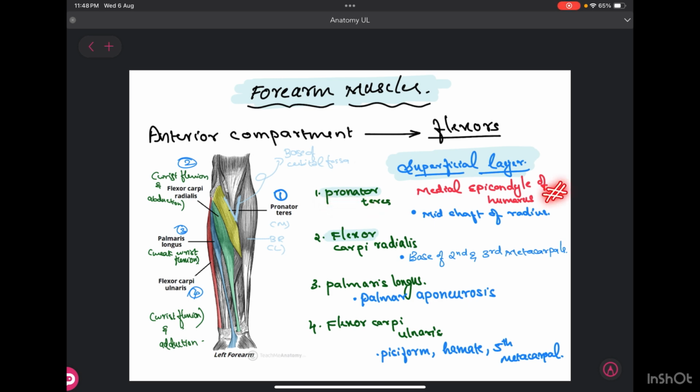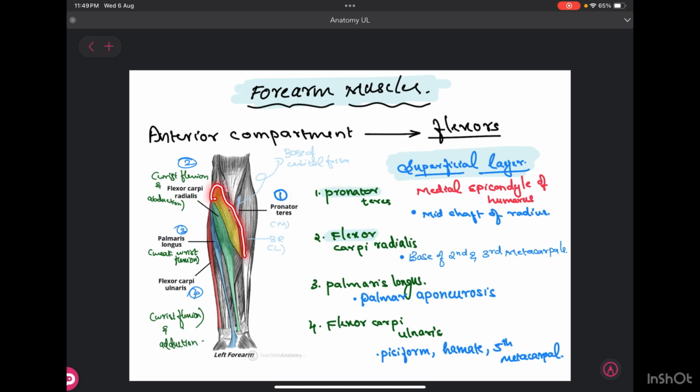One thing you want to note is that all the superficial and intermediate layers of the anterior compartment arise from the medial epicondyle of the humerus, which is a very important point. So we are now concerned only with the insertion. The first one is pronator teres.